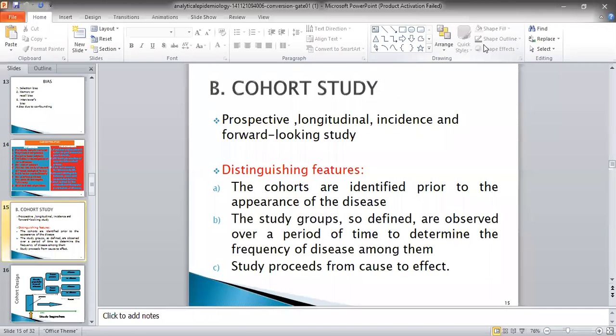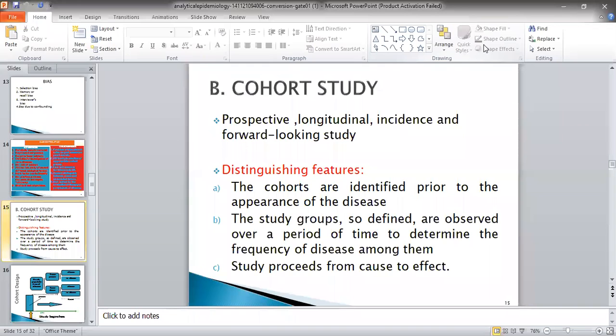Okay? Cohort study is known by a number of names, like it is known as a prospective study. It can be known as a longitudinal study. Why longitudinal study? Because it is involving follow-ups, long follow-ups, because the study duration is over a prolonged period of time, so it requires follow-up. That's why it is called longitudinal study.